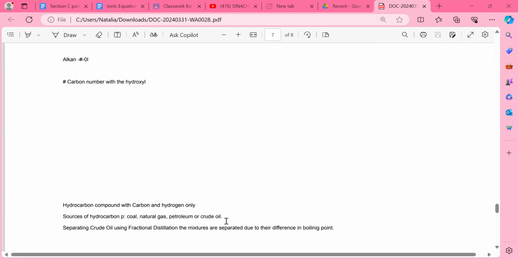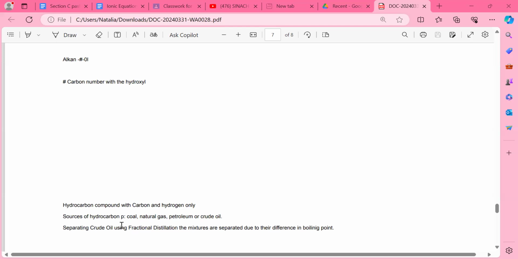Now, for a multiple choice question, they're going to ask you which gas has the highest composition in natural gas. Natural gas is made up mostly of methane. It's not the only gas, but the major component of natural gas is methane. So we need to make a note of it.